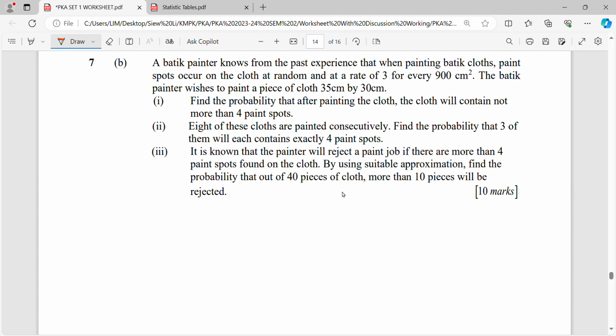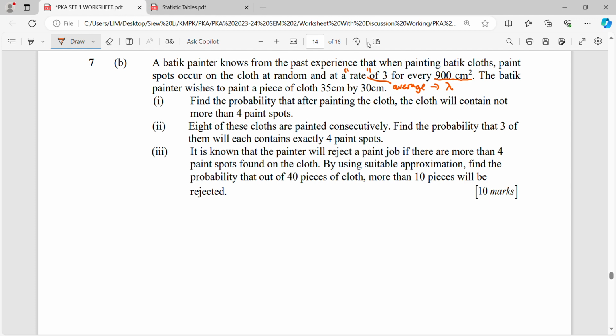Okay, question B. A batik printer knows from past experience that when printing batik cloths, paint spots occur on the cloth randomly at the rate. When you come to the term rate, this is like an average, indicating that this is your lambda in Poisson: 3 for every 900 cm square.